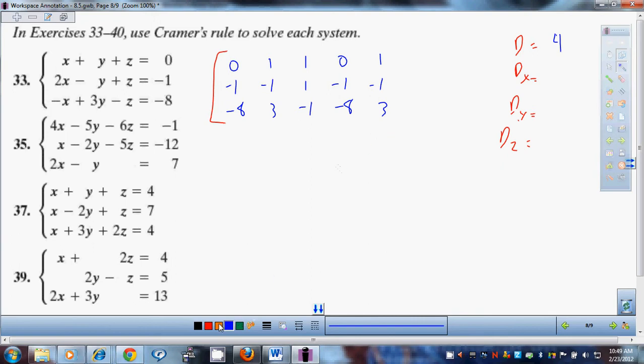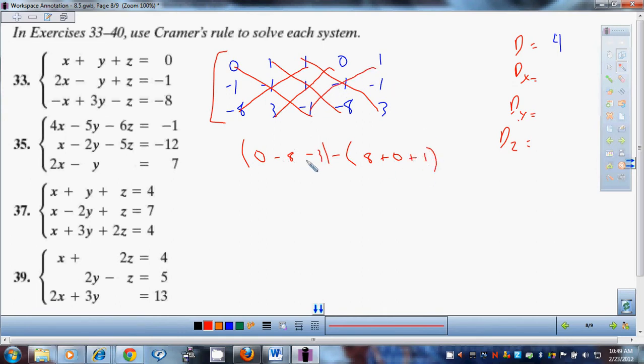dx. Determinant: 0 minus 8 minus 3 minus 8 plus 0 plus 1. So that's negative 11 minus 9. Was that negative 20? Into the x column, yeah, for dx. X column, y column, z column.